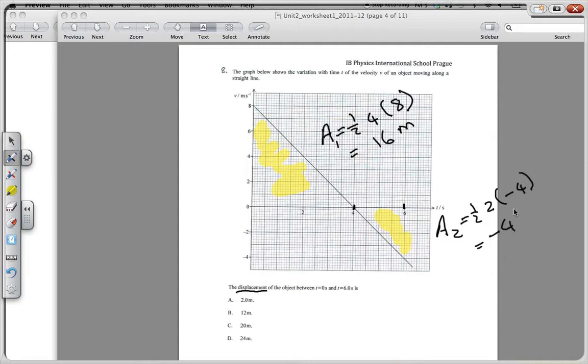So when you add the two together, we see that this is negative. This object has actually gone in the reverse direction here. So it's actually going backwards along that line. So we add these two together and we get a value of 12. So B is the correct answer there.